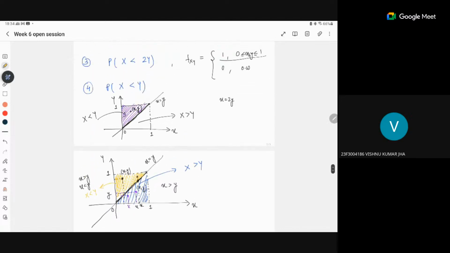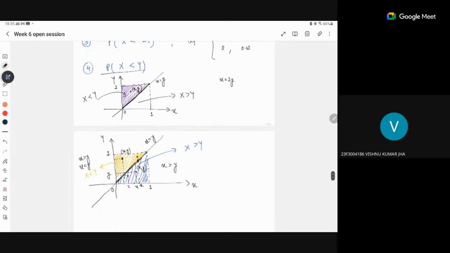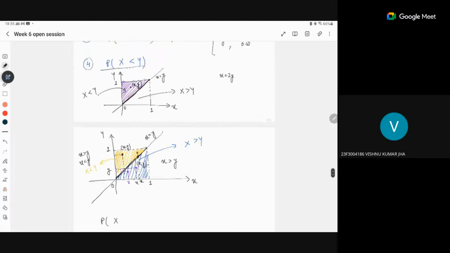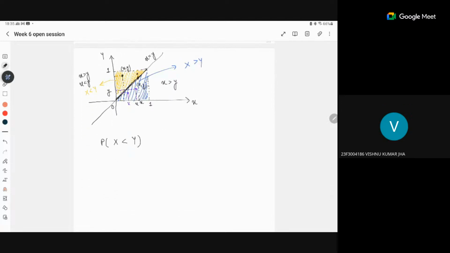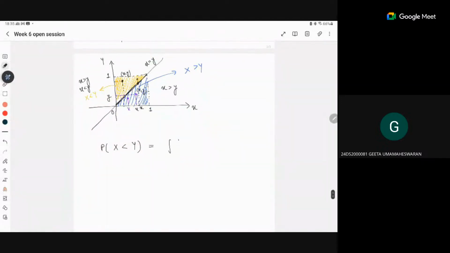Okay, so now coming to our original question: what is the probability? Now we identified that this purple shaded region is the area of our interest. What is the probability that x is less than y? How will you find this probability? Probably it's a double integration of y from 0 to 1 and x from 0 to y. Are you sure this is how we should do it? x is also going from 0 to 1.